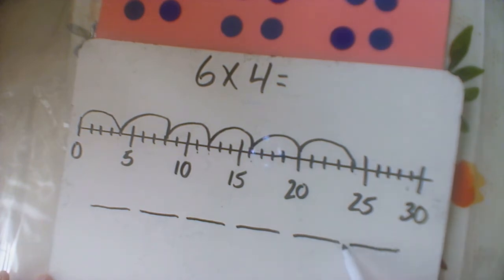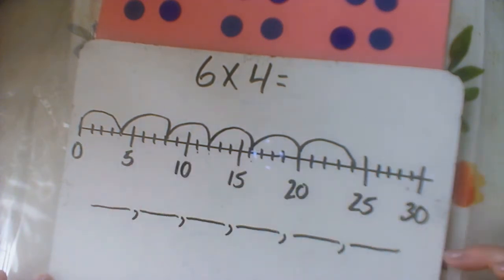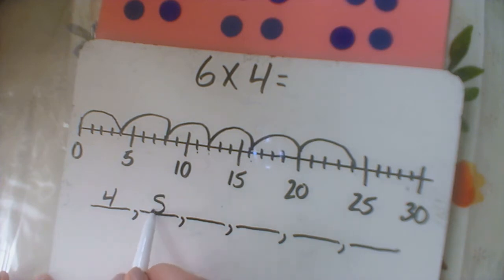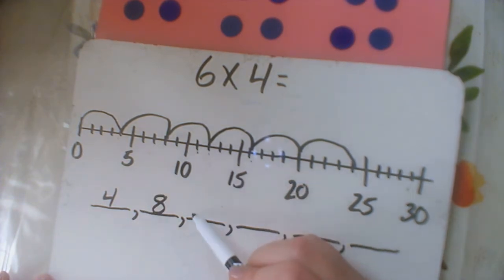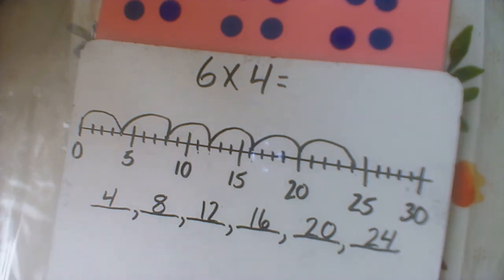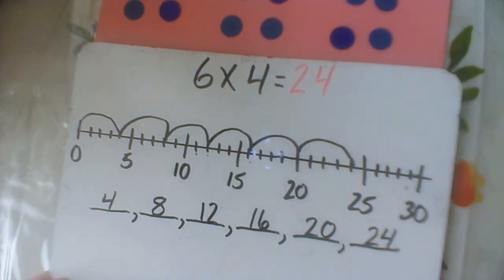One more. And then remember, when we're writing skip counting patterns, we put commas in between our numbers so it doesn't look like all one great big number. Okay, so we had 4, 8, 12, 16, 20, 24. So the product of 6 times 4, or 6 groups of 4, is 24.